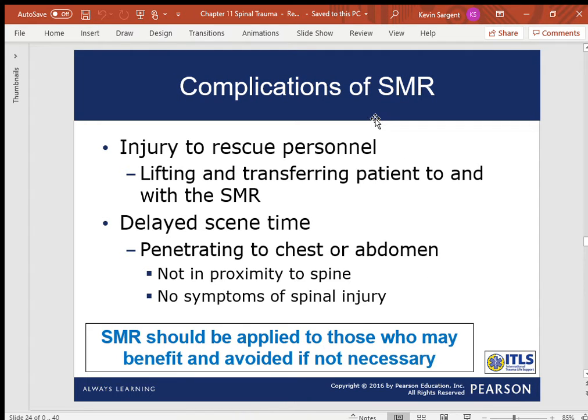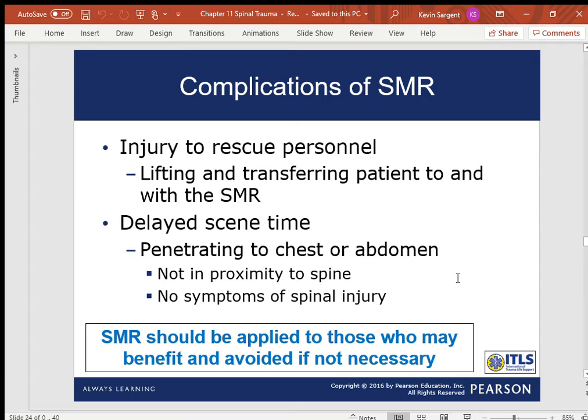Complications of spinal motion restriction: injury to rescue personnel. The more you lift someone, the more you're obviously at risk for back injuries and things like that. However, we should always lift with our legs, not with our back, and we should normally have enough people there to accomplish the lift safely. Delayed scene time: penetrating trauma to the chest and abdomen. If there's no proximity to the spine or no symptoms, you know. So the bottom line is that spinal motion restriction only applies to those who may benefit, and avoid it if not necessary.